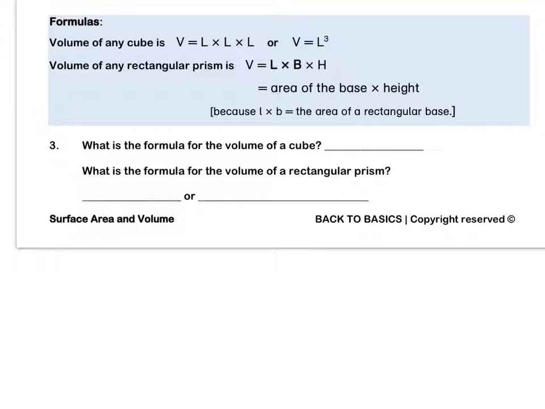Our formulas. The formula for the volume of any cube is its length times its length times its length, or length cubed written in exponential form. The formula for the volume of any rectangular prism is its length times its breadth times its height. This is exactly the same as the area of its base because its length times its breadth is its base, and then we still multiply by its height. Press pause to complete question 3 by yourself.